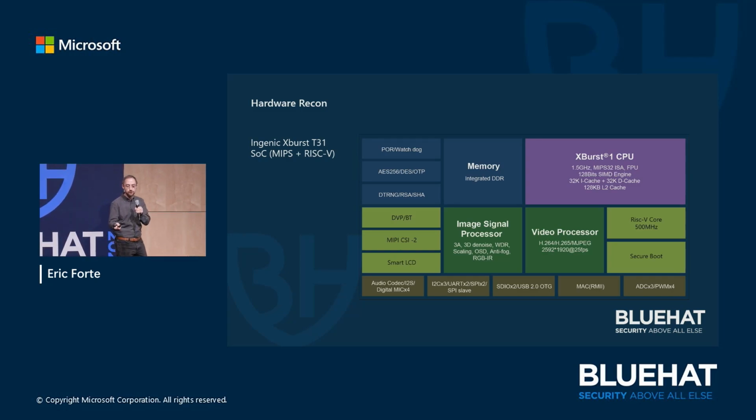In this case, for the WansView Q5 camera, we're using an Ingenic T31 SoC, which is primarily a MIPS processor, and that's what we're focusing on for this part of the talk. There is a RISC-V coprocessor that is interesting in its own right, but not particularly applicable here. But there are three things I want to draw your attention to with this diagram.